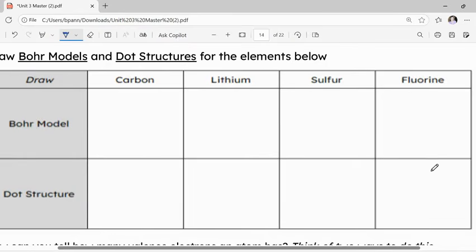In a carbon atom, remember that we'll write the symbol at the center, and then we'll put the number of protons. It's hard for me to get this exactly right on my screen, so we'll do the best that we can. Carbon has 6 protons. Its atomic number is 6. We'll draw a circle around that to represent the nucleus. If there are 6 protons, that means there are also 6 electrons.